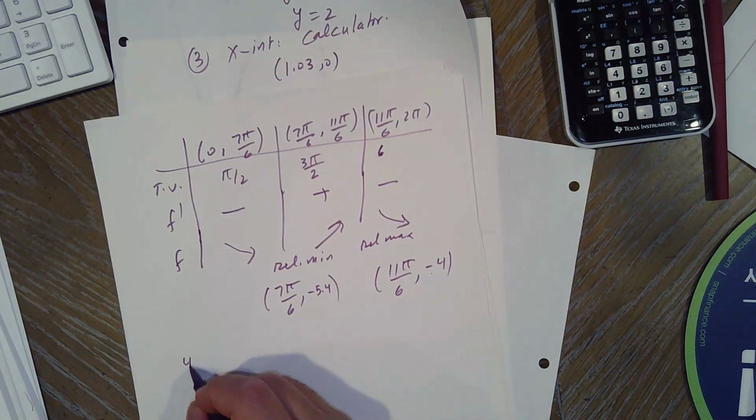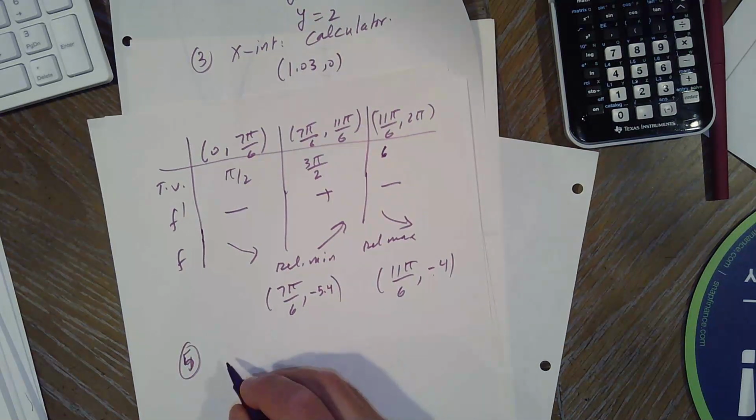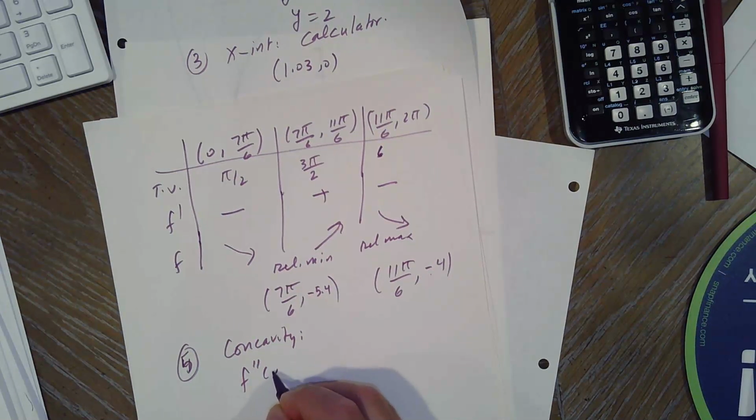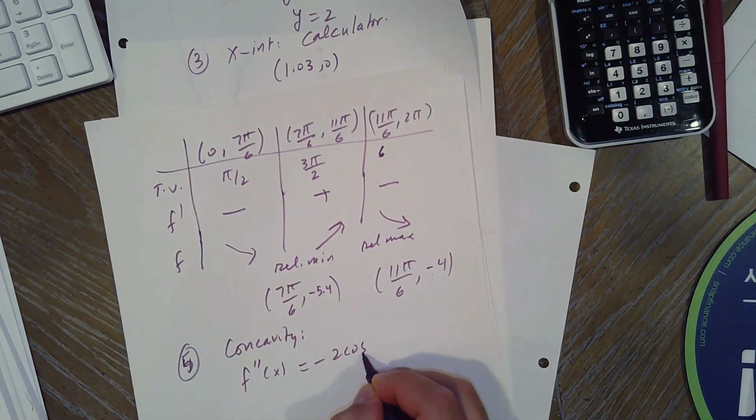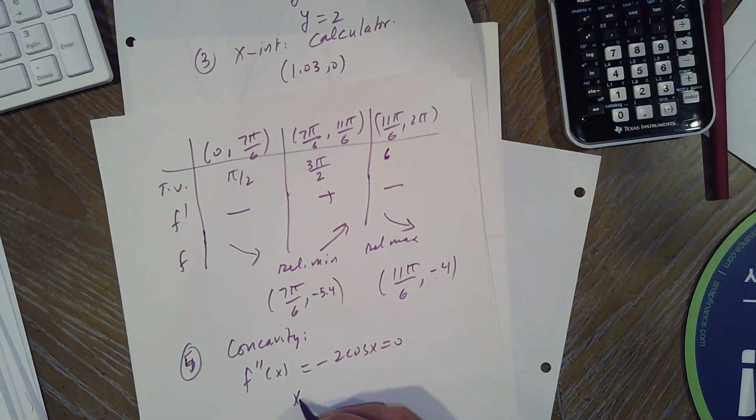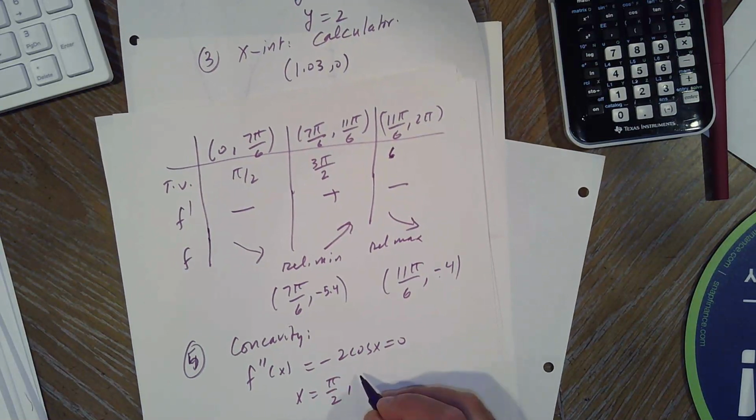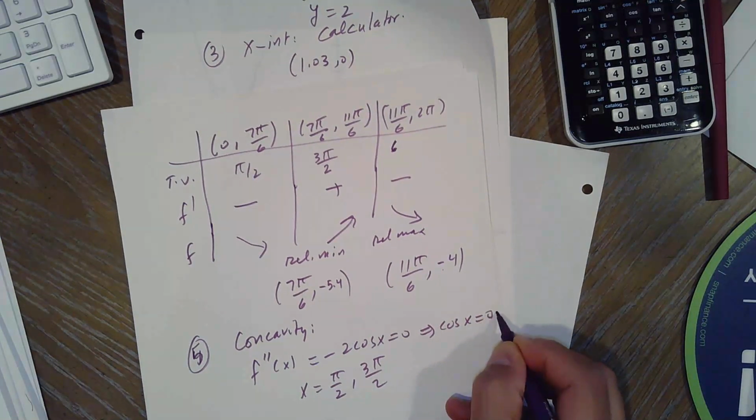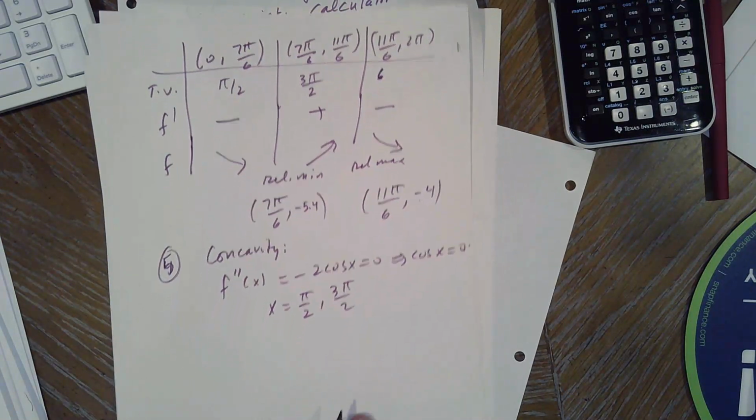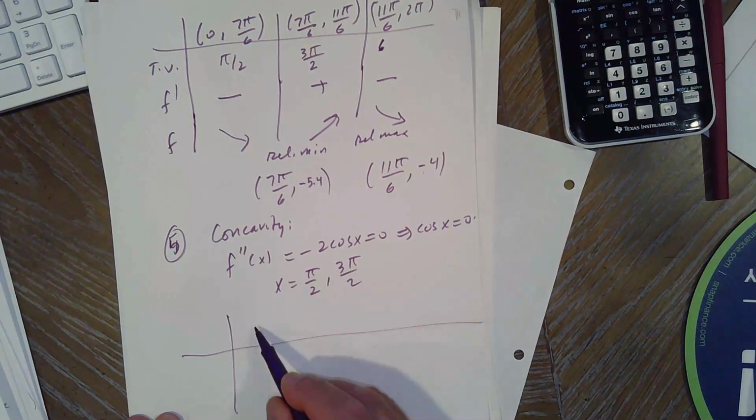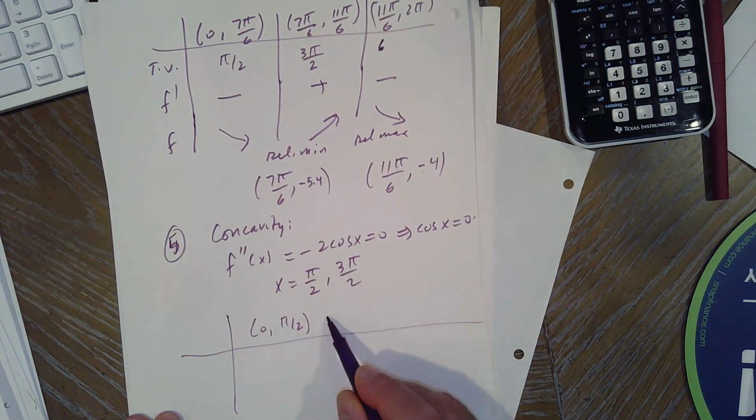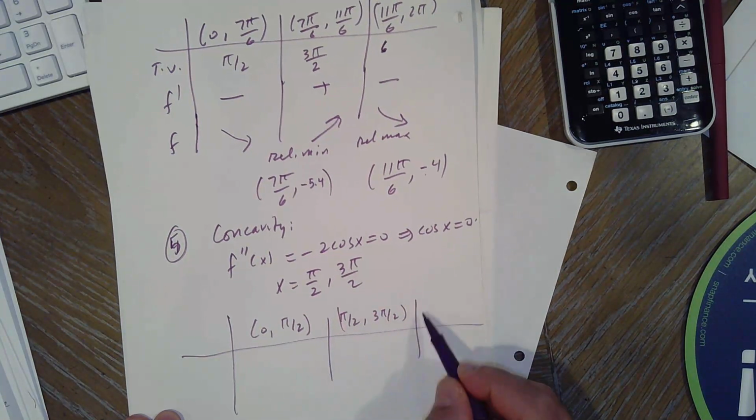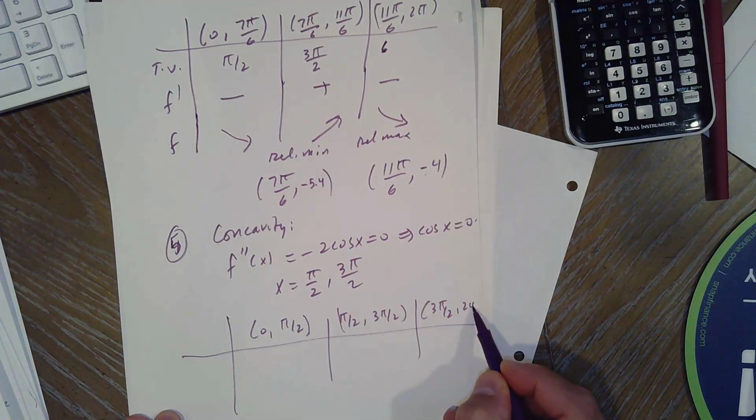So then we're going to do concavity and points of inflection. The second derivative is negative 2 cosine x, which equals 0 if x equals pi over 2 and 3 pi over 2, because this means sine x equals 0 over negative 2, which is 0, and that's where these came from. Again, we make a chart: 0 to pi over 2, pi over 2 to 3 pi over 2, and then 3 pi over 2 to 2 pi.